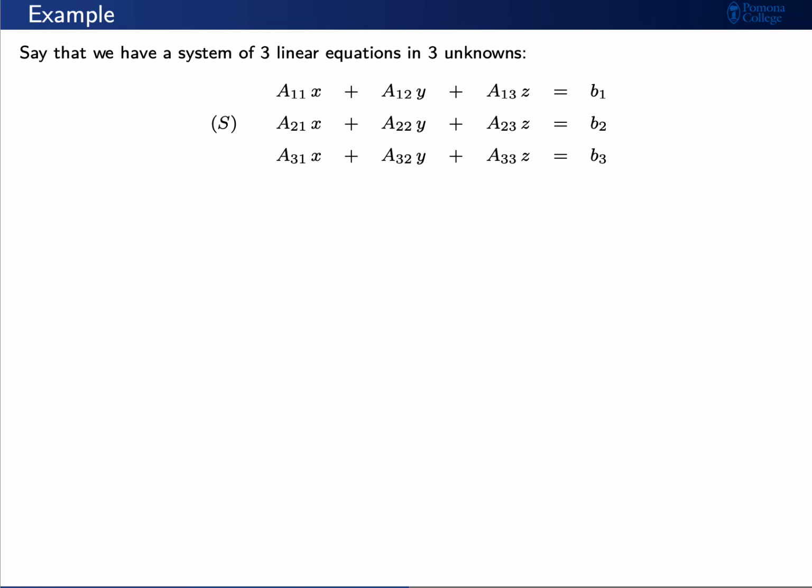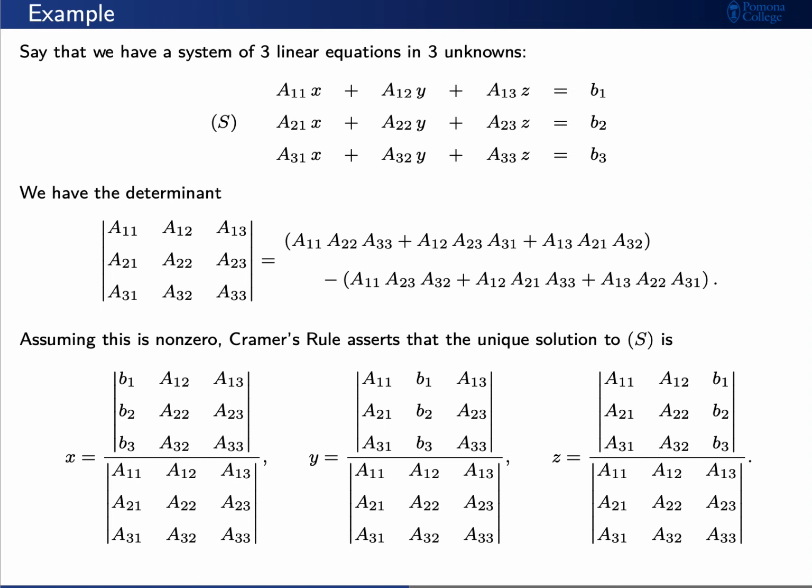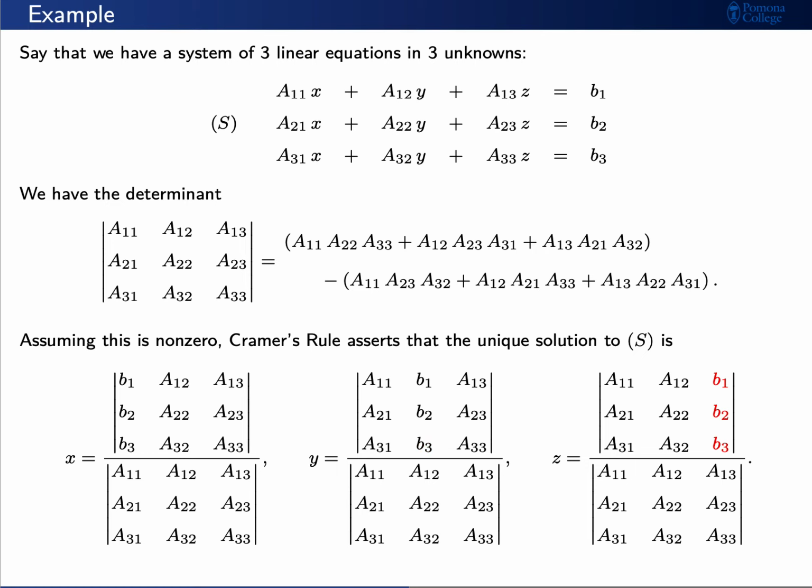Now let's say that we have a system of three equations and three unknowns. Again, let's assume that our determinant is non-zero. Then Cramer's rule asserts that we can express the solution, that is the variables x, y, and z, also by the ratio of two determinants. For the variable x, we replace the first column with b1, b2, b3. For the variable y, we replace the second column with b1, b2, b3. And for the variable z, we replace the third column with b1, b2, b3.